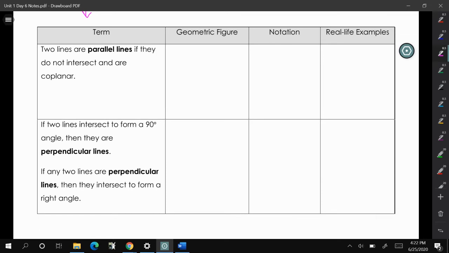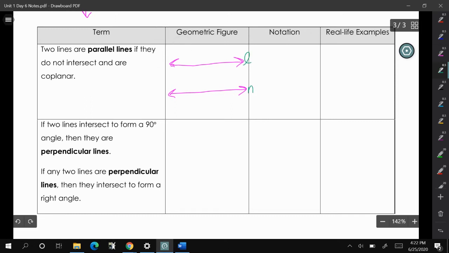First one is parallel lines. If they do not intersect and are coplanar, then they are parallel lines. So like these two lines here, they are parallel. They don't touch, they don't cross. If we label line L and N, the way we would notate that is we would say L, and then these two lines right here, that's a symbol for parallel to N. That says that line L is parallel to line N.